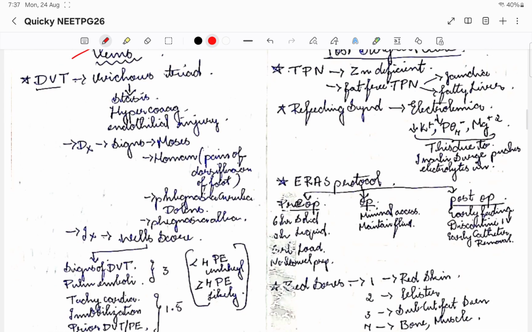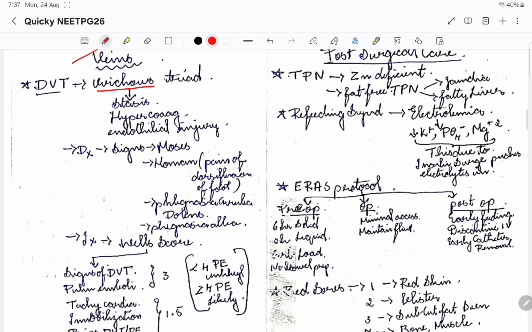Okay, DVT. So remember Virchow's triad, right? Virchow's triad, that is stasis, hypercoagulation, then endothelial injury. This is the triad of Virchow's, which might lead to an increased risk of DVT. So what are the diagnostic criteria? That is, we'll diagnose based on the signs. Okay, so signs and clinical features.